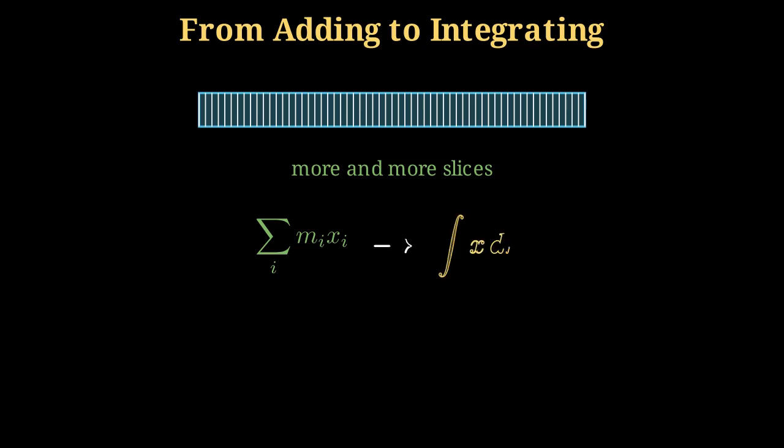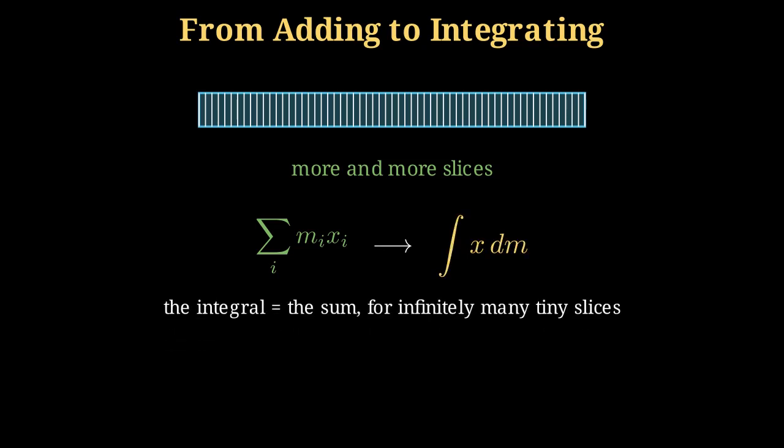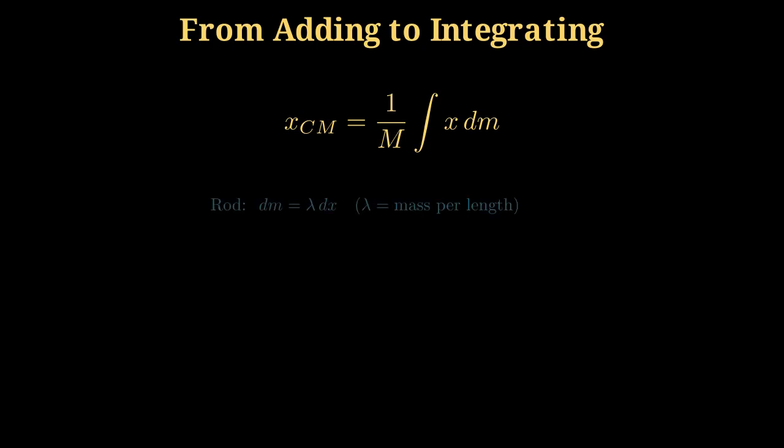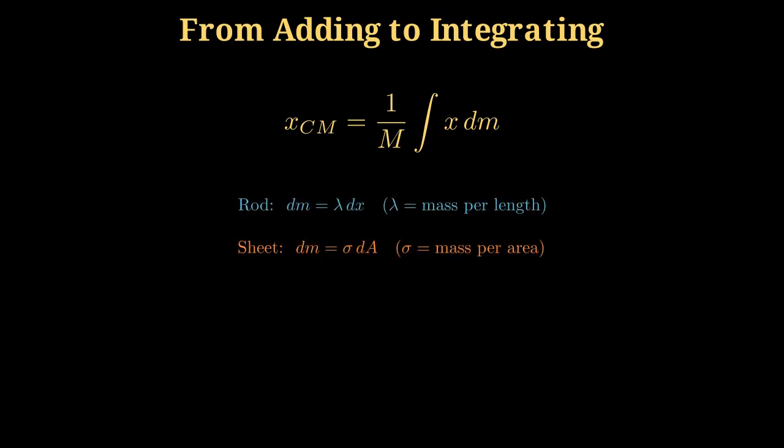And that is the whole secret. Add up infinitely many tiny slices, and the sum sign becomes an integral sign. The integral is the same weighted average, just for infinitely many pieces. The last piece is turning dm, a tiny bit of mass, into something we can integrate. For a rod, dm is lambda dx, mass per length, times the tiny length. For a sheet, sigma dA, mass per area, times the tiny area. Master that, and every example is plug and play.